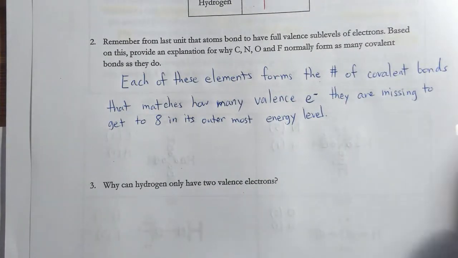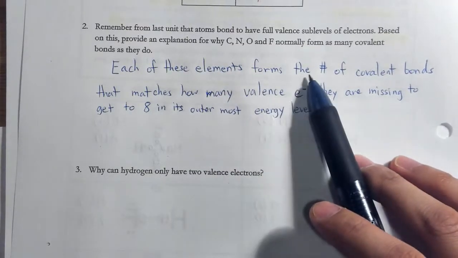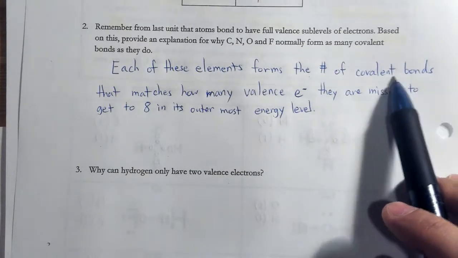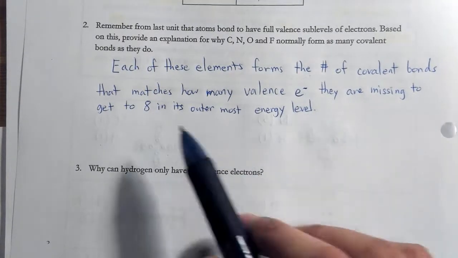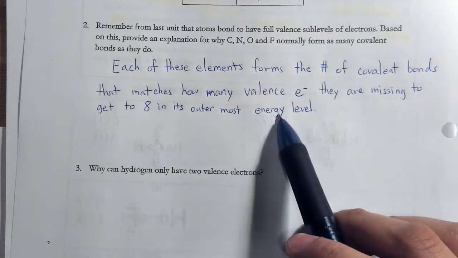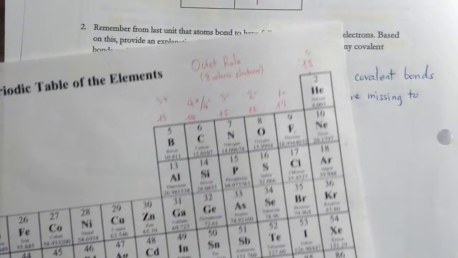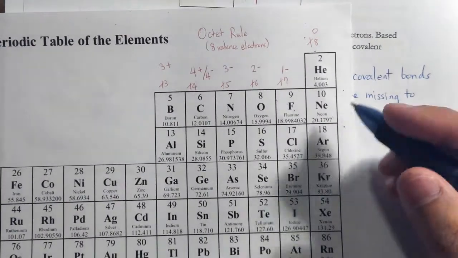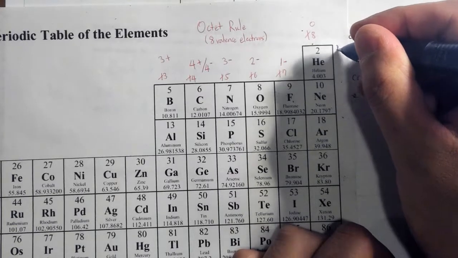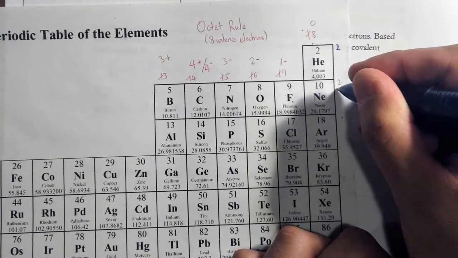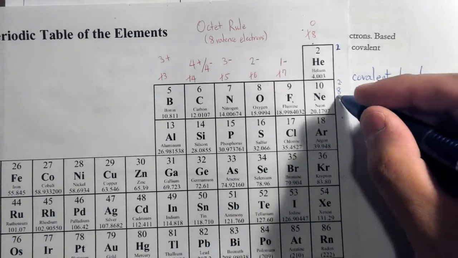Okay, so from this point it says each of these elements forms the number of covalent bonds that matches how many valence electrons they are missing to get 8 in its outermost energy level. So if we go back to the periodic table, usually if you have the other periodic table, it would say 1 or 2, and then 2 and 8, and so forth. So we're going to focus on this 8.